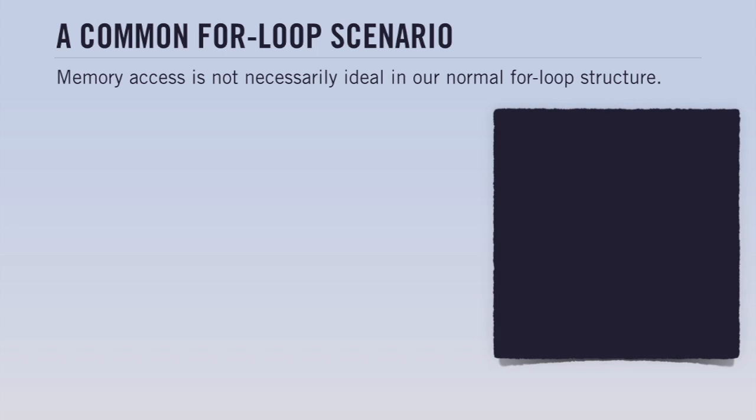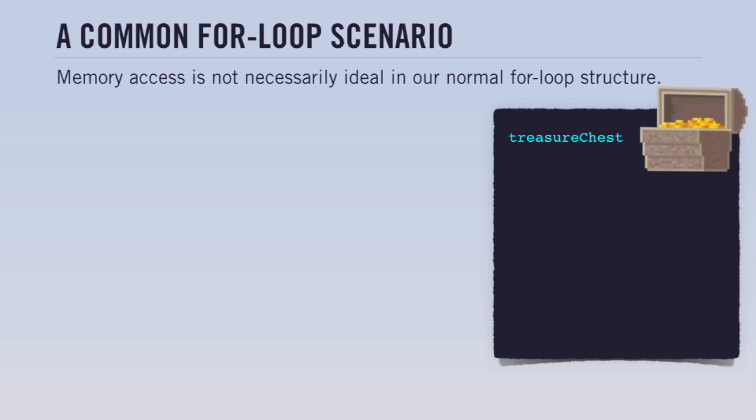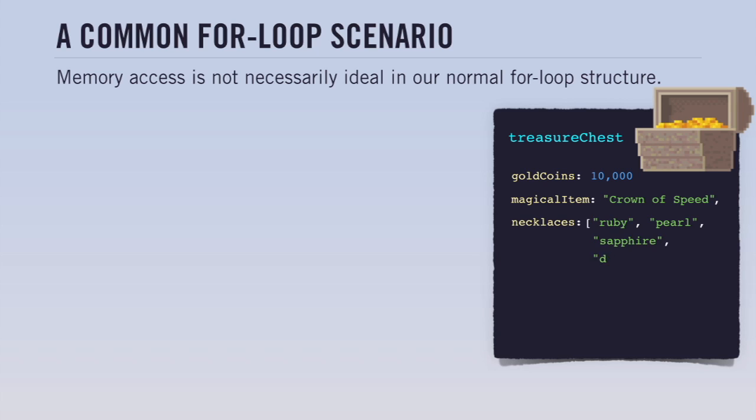The first thing we'll have here on the right is a treasure chest object. Inside that object, we'll have 10,000 gold coins. We'll have the crown of speed as a magical item. We'll have an array of necklaces. And we'll also have a function called openLid.